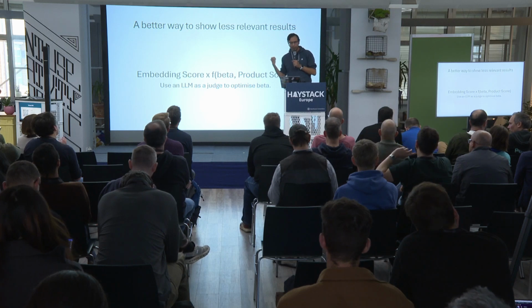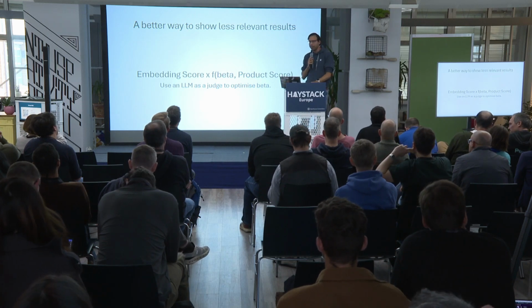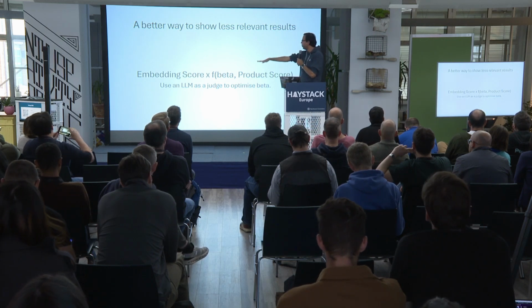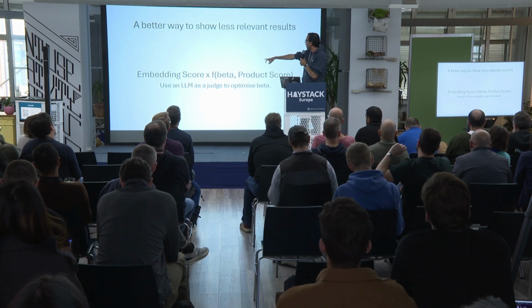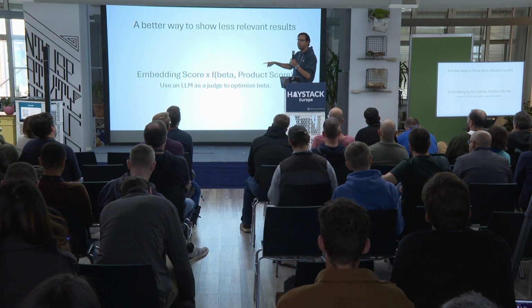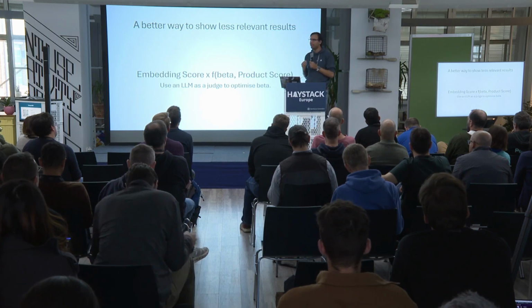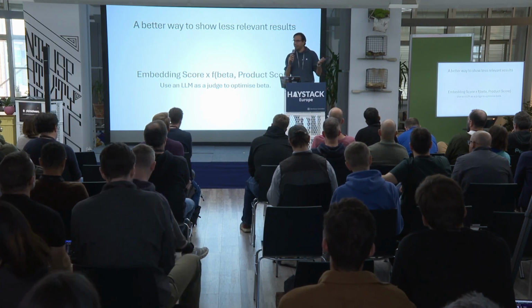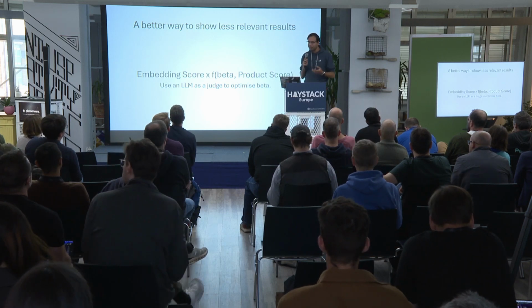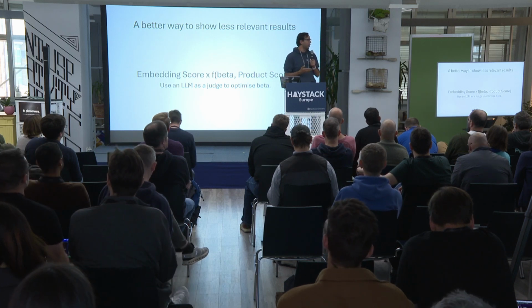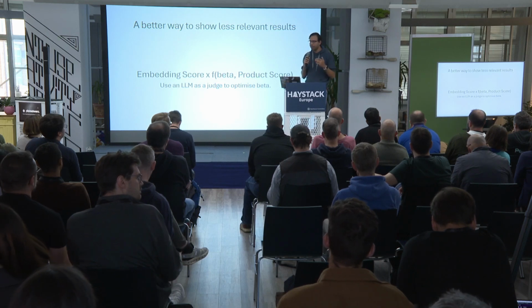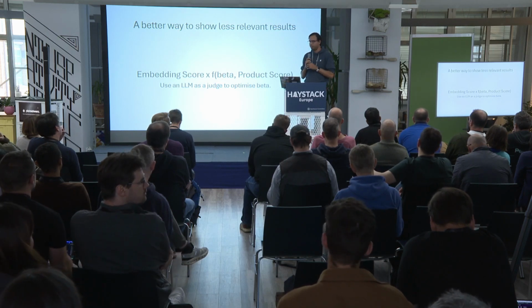A few weeks ago, we found a better way to show less relevant products. You still have the embedding score, but now you multiply by the product score with f of beta, where beta is a parameter that we want to optimize. Beta can be between 0 and infinity. How do we find the right beta? On Wednesday there will even be a workshop about that: we use LLM as a judge to optimize this beta.